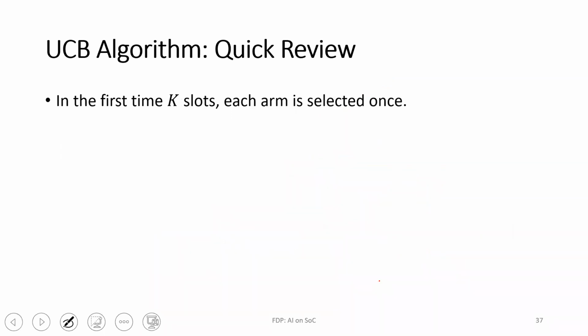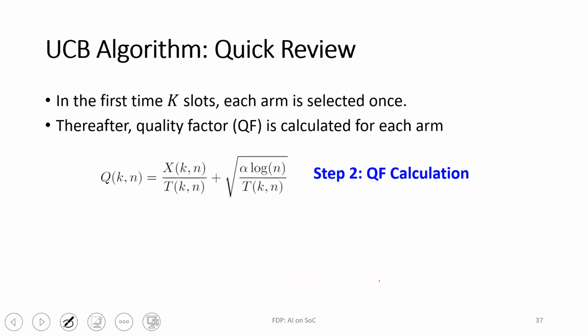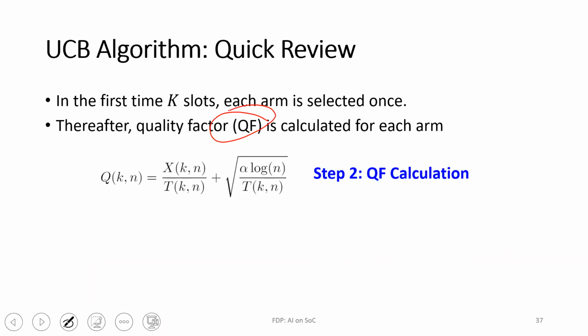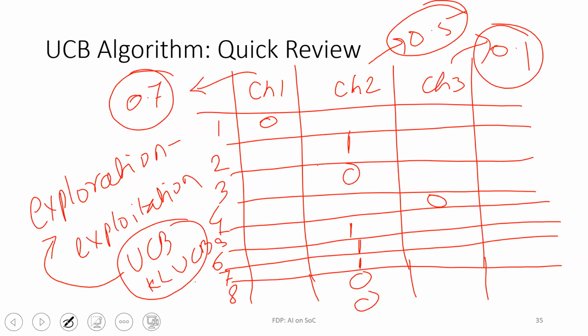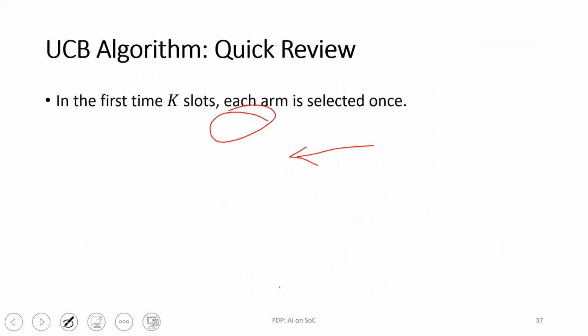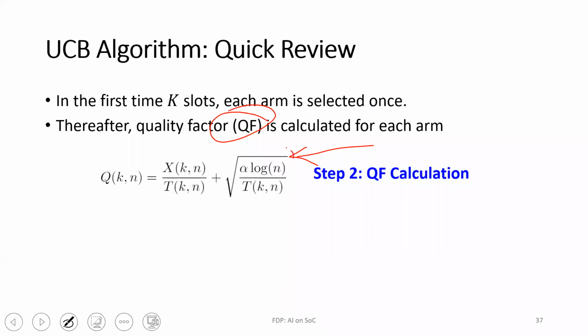So what this UCB algorithm does: in the first K time slots, you select each arm once. That's what you also did. In the beginning, you selected each arm once. Thereafter, you find out the quality factor for every arm based upon the information you have gained. Because when you are here, you are using all this information to select the arm at this time. So this is what the UCB is doing.